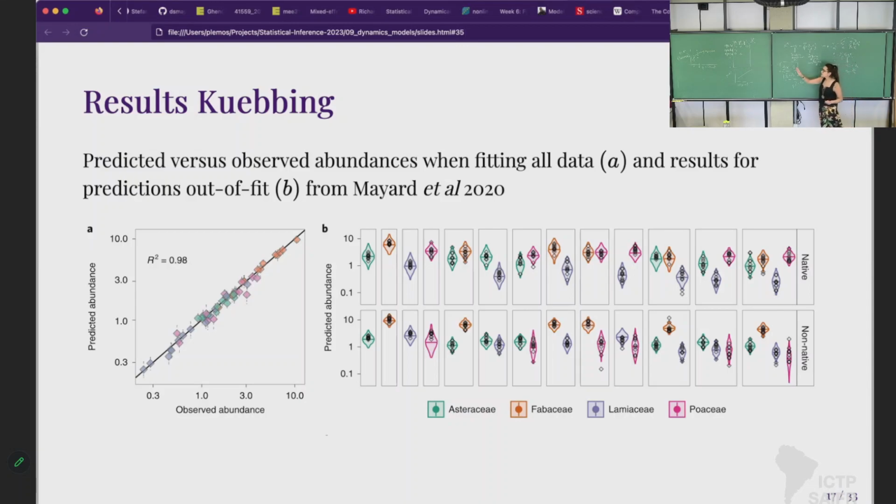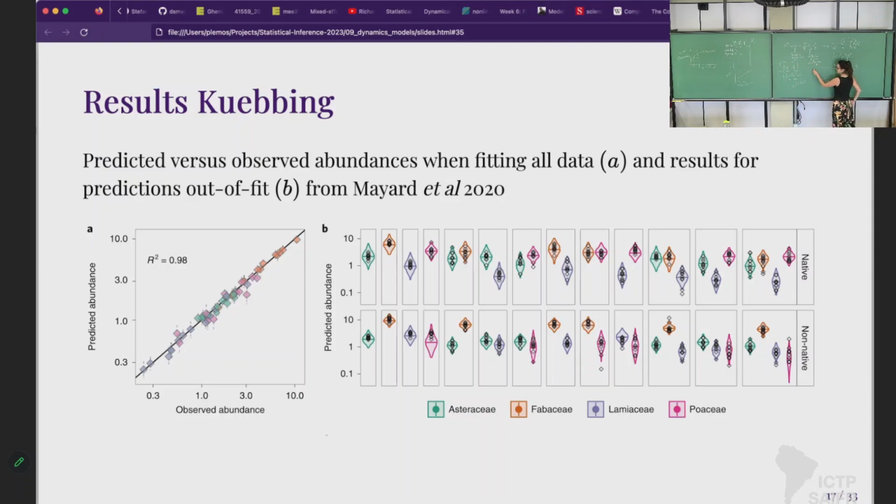They did the 15 experiments, so they would have something like this with 15 different experiments. For each experiment, they have 10 different replicates. So they have this huge matrix here, and this is what we want to predict using our matrix B that encodes the interactions.